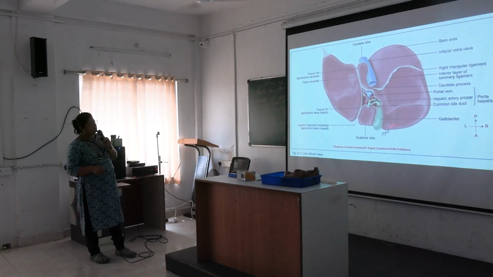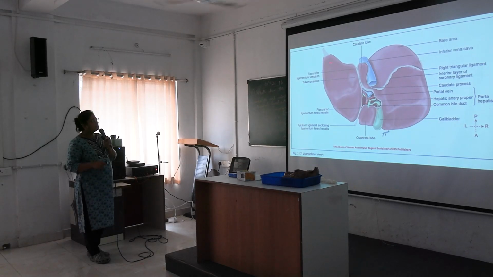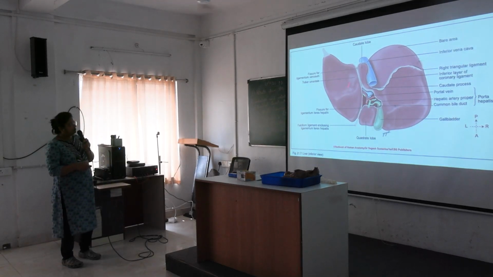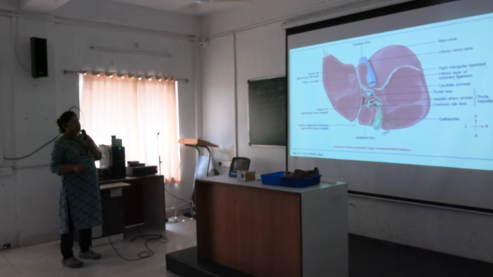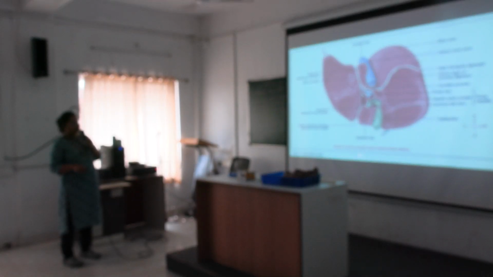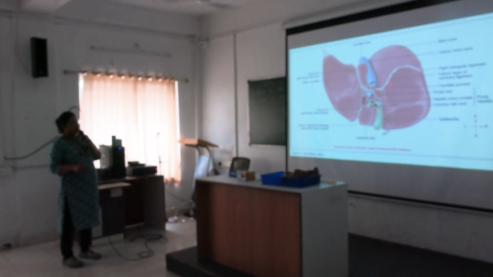See the inferior surface. This is inferior surface. Here is the gastric impression. Here this prominent part is the tuber omentale. This is the fissure for ligamentum teres hepatis, quadrate lobe, fossa for gallbladder. Here is the duodenal impression, colic impression, renal impression and suprarenal impression.